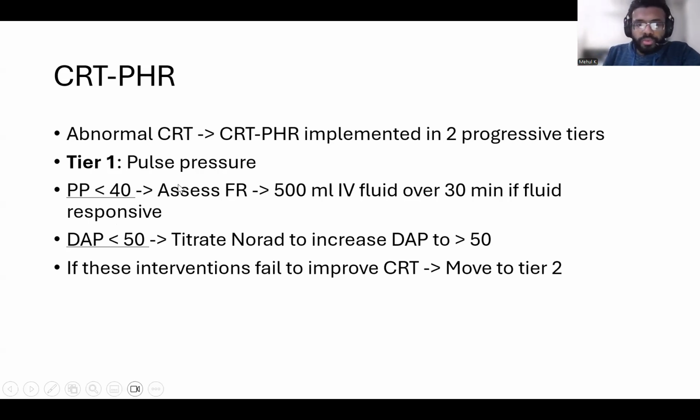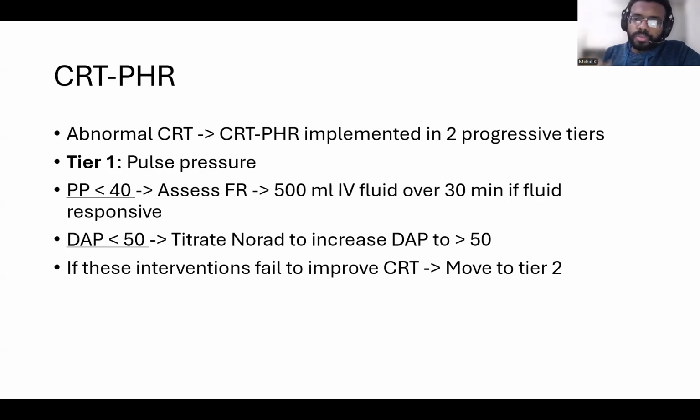If pulse pressure was more than 40, but your diastolic pressure was less than 50, then they will increase your noradrenaline to actually increase your diastolic blood pressure to more than 50. So these are the tier 1 things that they actually did to improve the CRT.